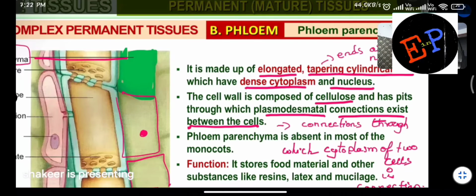Okay, ma? So phloem parenchyma is absent in most of the monocots. It means there are some monocots which have phloem parenchyma also, but in most of the monocots it is absent. This is one point which you should understand. Now, what is the function of this phloem parenchyma? It stores food material and other substances like resins, latex, and mucilage. Clear, ma? So this is the function of these phloem parenchymatous cells.